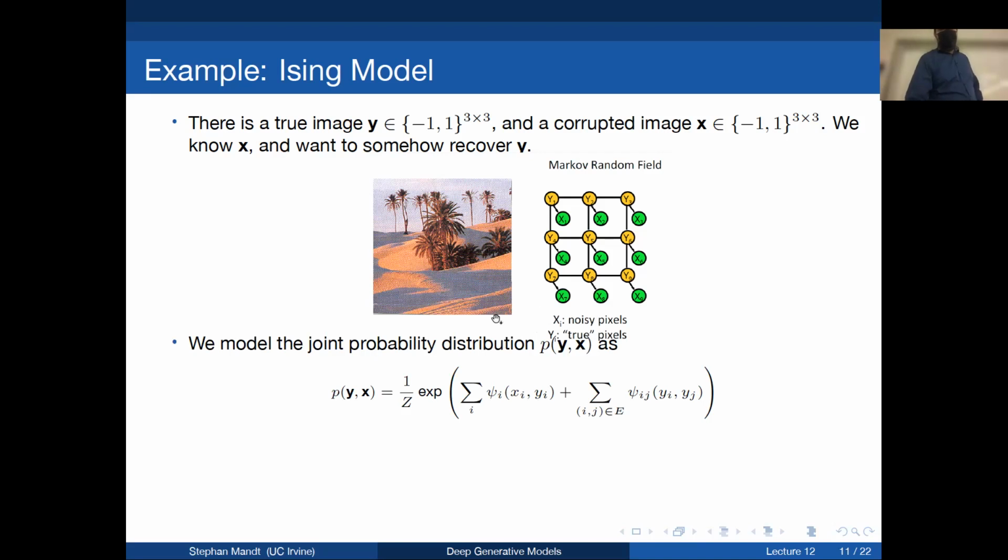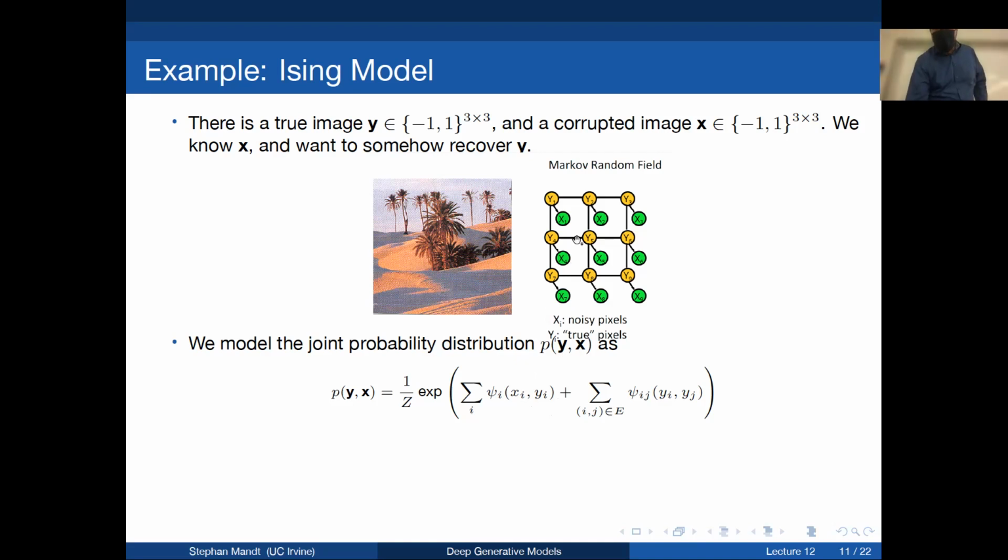And this model again takes an energy-based model's form. So it's 1 divided by its normalization times the exponential of some energy, right? And this energy here has the following form. It's a sum over all pixel locations i. And here we have these little energies, phi_i, that depend on x_i and y_i. So those are some coupling terms that express a joint energy over every pixel's location, its corrupted version and its true version, right?